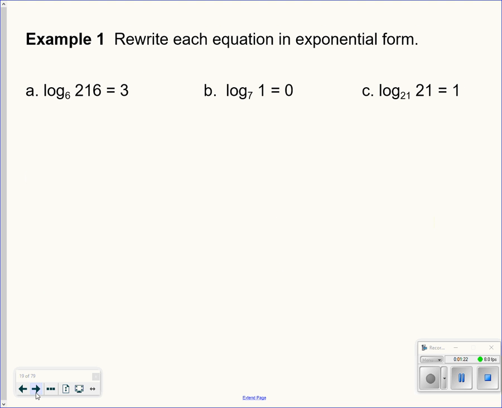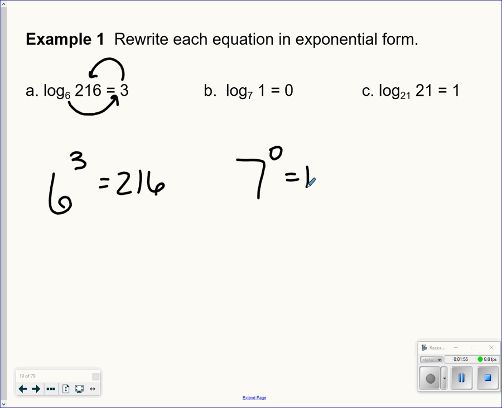I just want to rewrite. I want to go from exponent form to logarithmic form, because sometimes it's easier to solve something in logarithmic form and sometimes it's easier to solve things in exponent form. I call this the spiral method. This is the base and that's the exponent of the base. So 6 raised to the third would equal 216. Again, base 7 raised to the 0 power equals 1. Sometimes I refer to that as the spiral method. So 7 raised to the 0 equals 1, or 21 raised to the first equals 21.